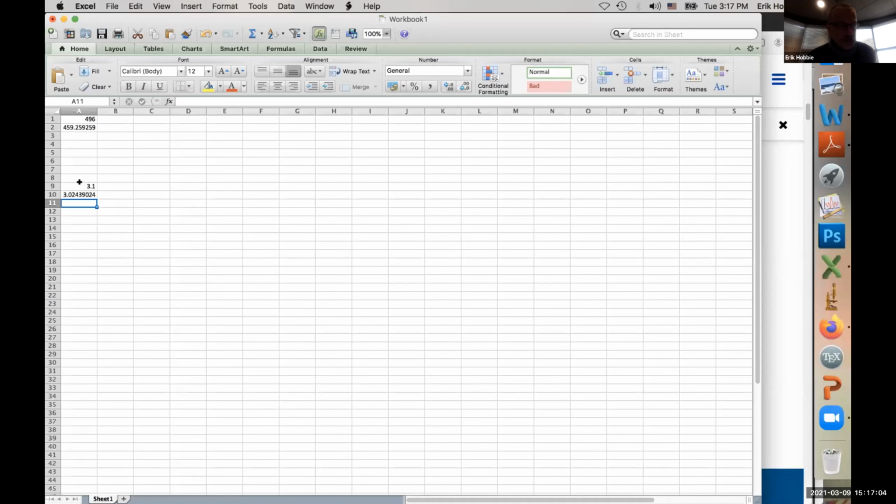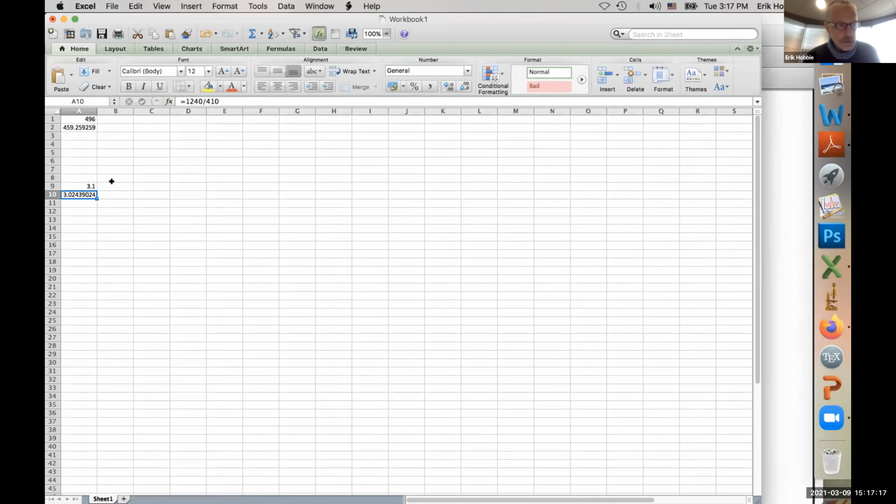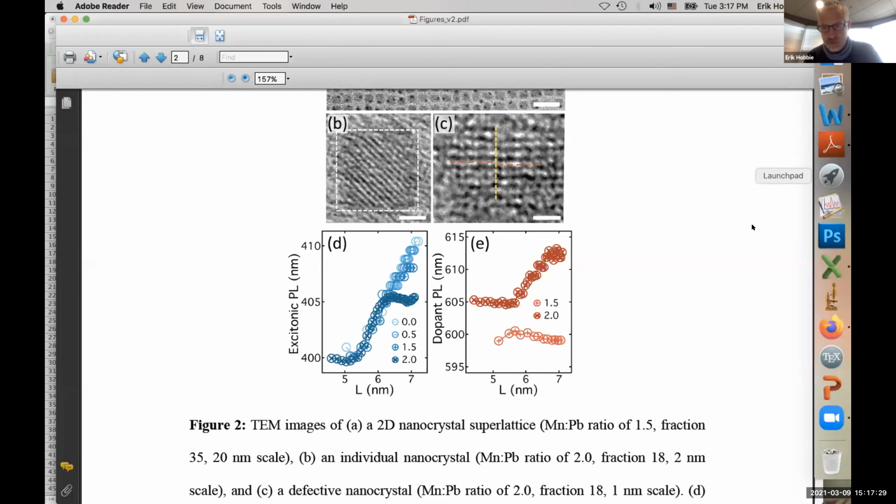So it's possible. So for example, let's just do this. What do we have here? We go from 400 to 410, right? And this was at 5 nanometers, and this was at 7 nanometers. You're talking about going 5 to 7, you have a very small change. Yeah, that probably is what it is. It is confinement, but it's just on the weak tail of it.